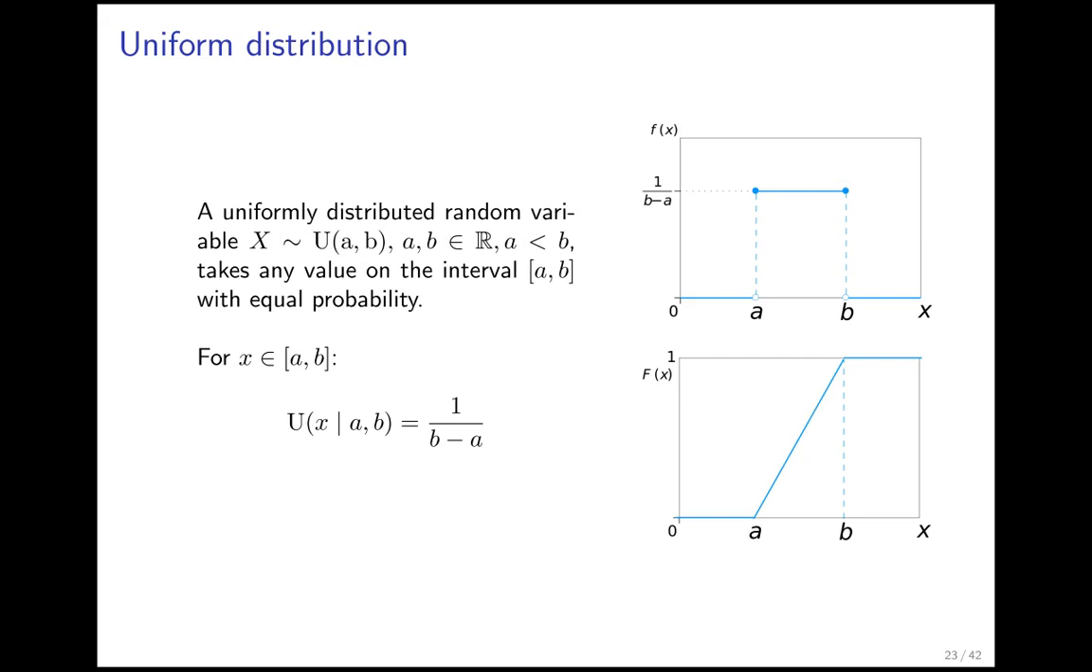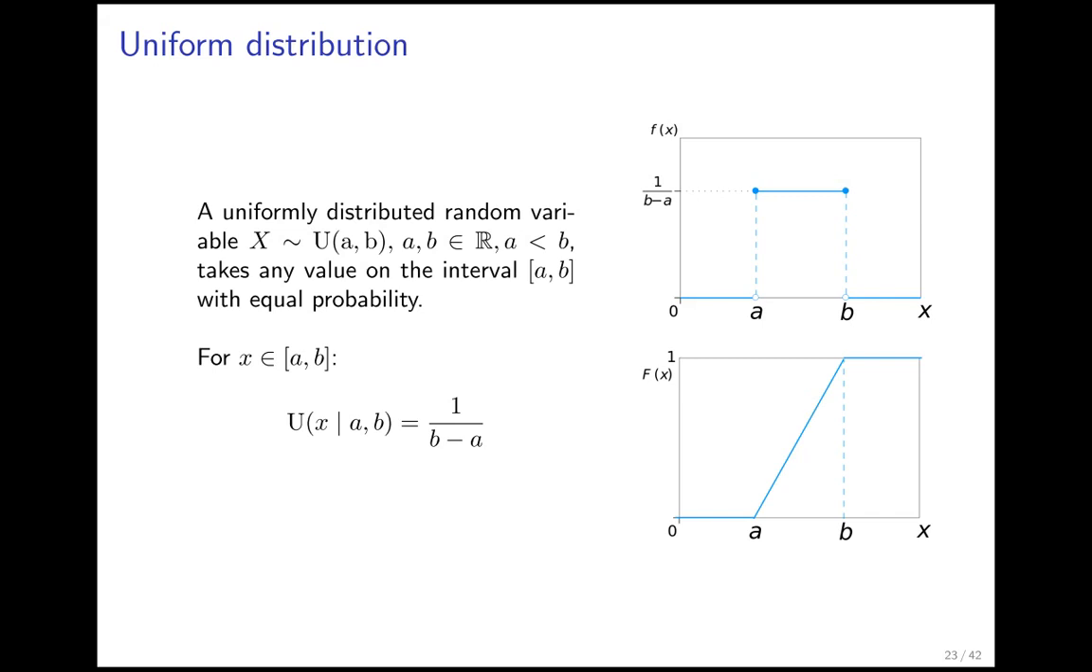In the continuous case, a random variable that is uniformly distributed has 2 parameters a and b. These are real numbers, and the only restriction is that a has to be strictly smaller than b. So a and b span an interval in the real numbers, and the random variable x takes values in this interval a, b with equal probability. And so it's not a big miracle.